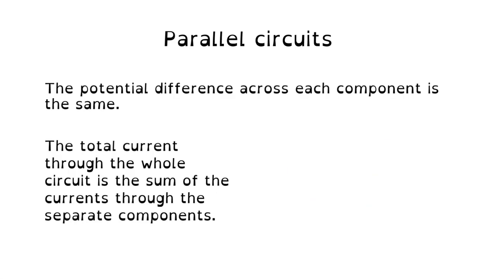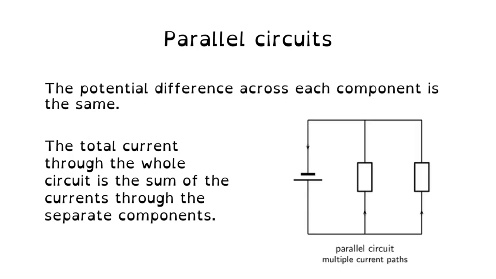The rules for following the current are also different with a parallel circuit compared to a series one. The total current through the whole circuit is the sum of the currents through the separate components. So let's take a look at what that means. On a series circuit, the current was the same all the way around. However, in a parallel circuit, what happens is the current flows and it gets to this point just here, and we call it a junction.